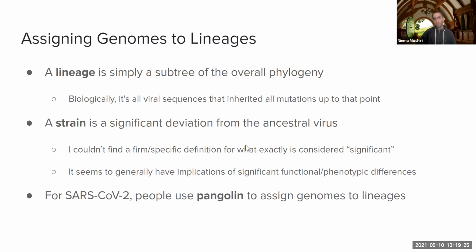So for SARS-CoV-2, people use a tool called pangolin to assign genomes to lineages. Basically, we run through that workflow to go from raw data to a genome sequence, and then people feed that genome sequence through this tool called pangolin to assign it to a SARS-CoV-2 lineage. And pangolin, you can access the source code on GitHub. I think it's written in Python as well. This is the current state of the art of how people do this assignment.